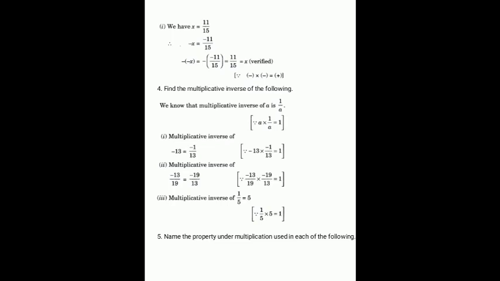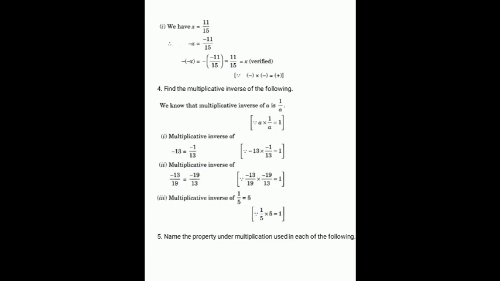Next, find the multiplicative inverse of the following. What is multiplicative inverse? Reciprocal. Therefore, first question, multiplicative inverse of negative 13. That means negative 1 by 13. How did you get it? Negative 13's multiplicative inverse is 1 by negative 13. But in standard form, the denominator should be positive. So we will multiply by negative 1 by negative 1, and we are getting negative 1 by 13.